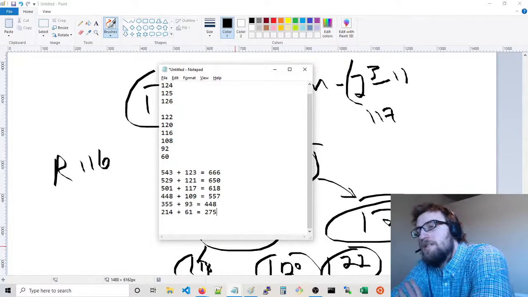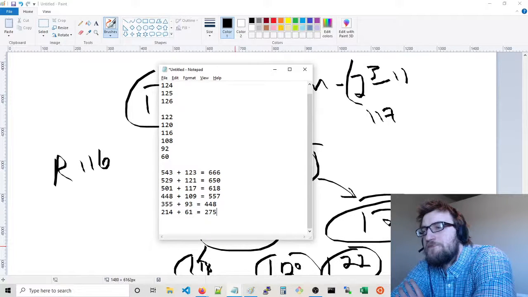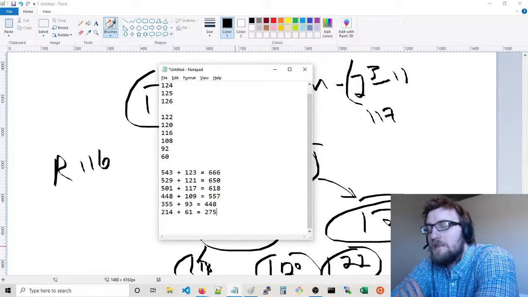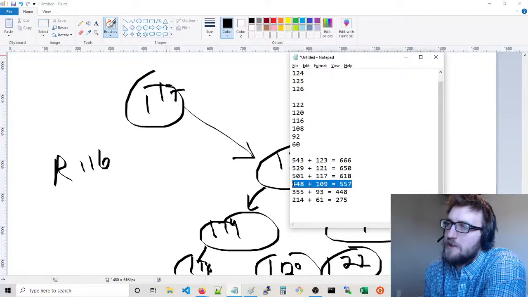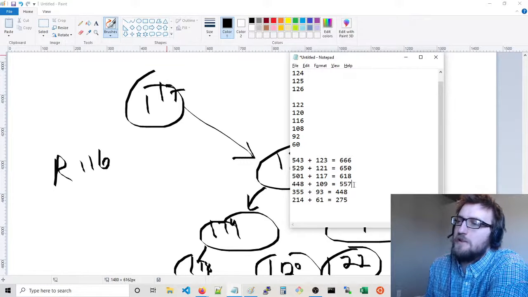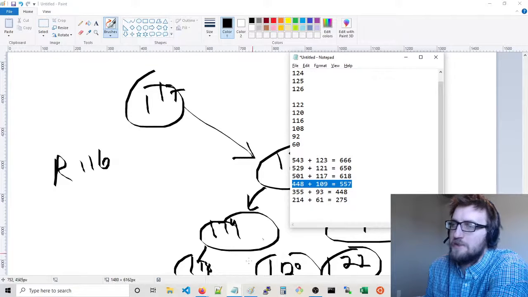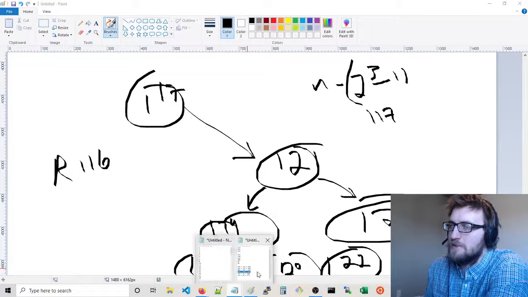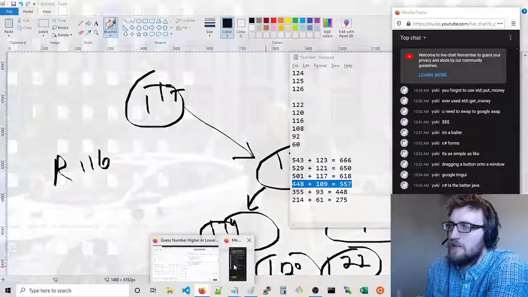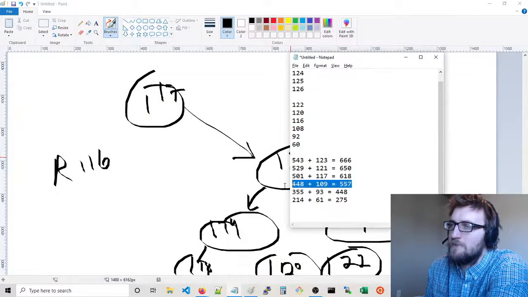Okay, now I think this is wrong. I think we could have picked a better value than 109. I want to say that's the issue, that you could have maybe manipulated the numbers a little bit. Instead of getting 557, but get 555. Yeah, that seems to be the problem.